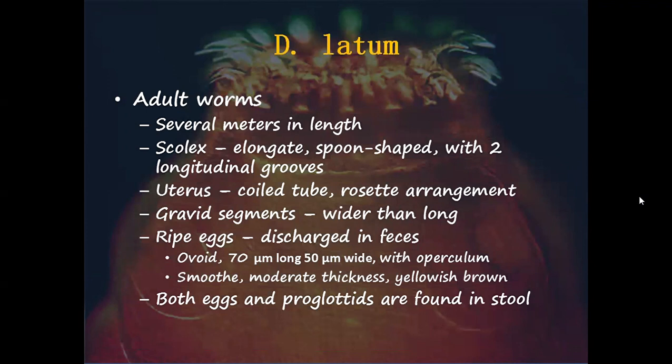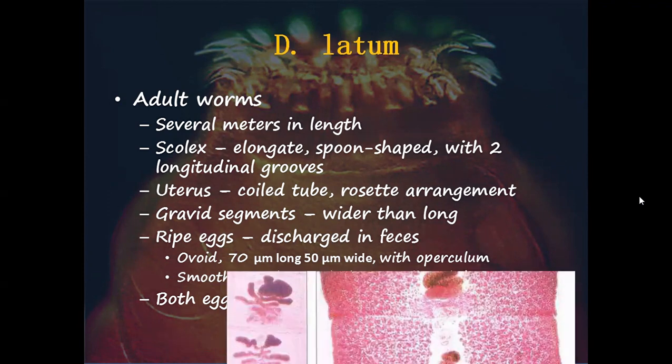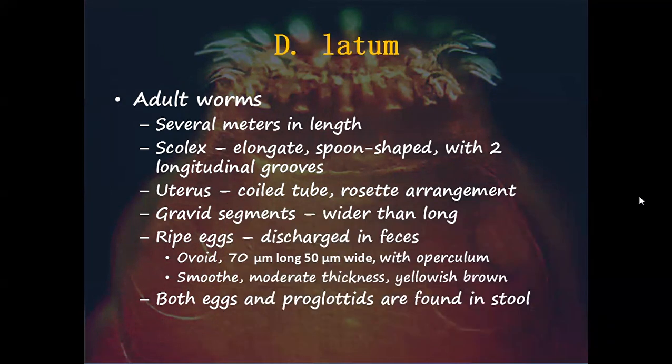So how do the adult worms look? They can be up to several meters in length. The scolex is typical. Its shape is elongated, spoon-shaped, with two longitudinal grooves. Okay, let's see if we have that. Oh, no, we don't. Okay, but it is spoon-shaped, elongated, with just two grooves, which will serve as suckers. The uterus of your D. latum is a coiled tube with a rosette arrangement.